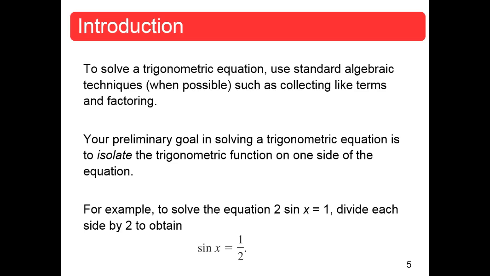Okay. To solve a trigonometric equation, now this is a conditional equation, not an identity, you'll use standard algebraic techniques when possible, such as collecting like terms, factoring, putting things over common denominators, whatever it takes. Your preliminary goal in solving a trigonometric equation is to isolate first the trig function on one side, and then you'll go on trying to solve it from there.